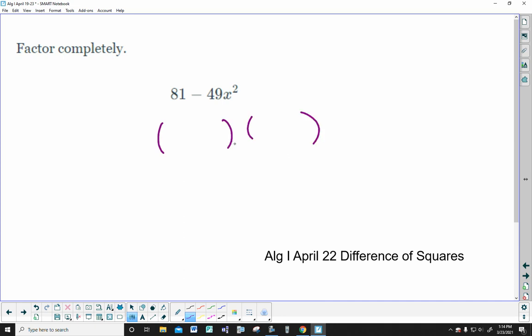Difference of squares. One's a plus, one's a minus. Square root the front thing, goes in both. Square root the back thing, square root of 49 is 7, square root of x squared is x.